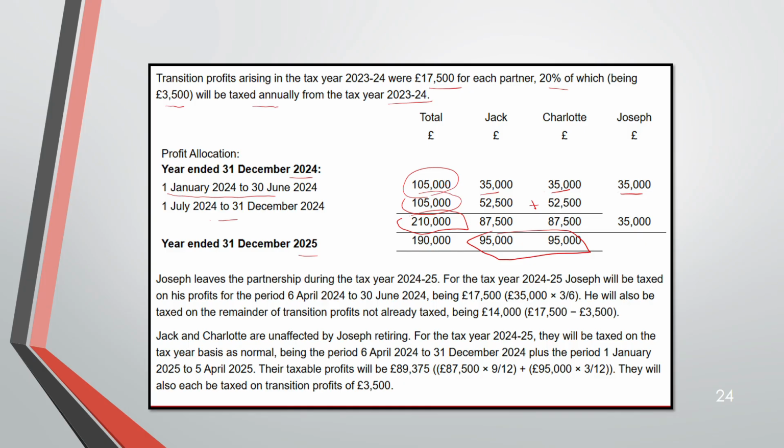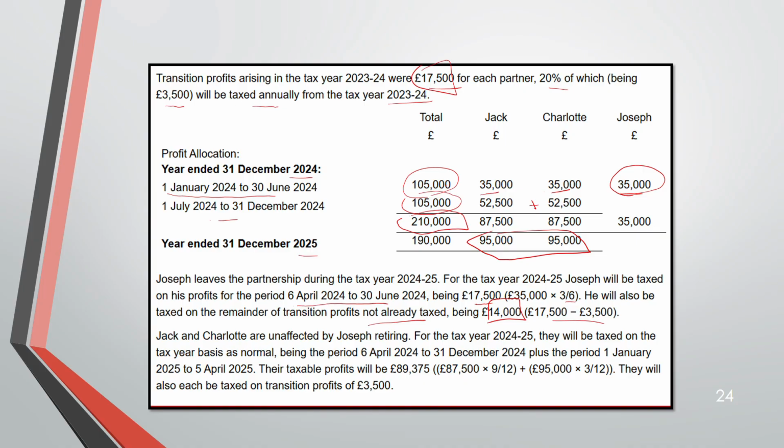So now if you see how he will be taxed on the profit, he is leaving on 30th June. So from 6th April to 30th June, out of the 6 months, only 3 months of this 35,000, Joseph will be taxed. So 17,500. He will also be taxed on the remainder of the transition profit not already taxed. So from 17,500, 3,500 will be deducted. So this is 14,000.